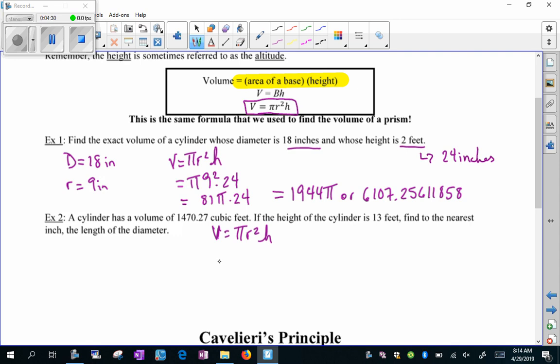All right, and now I'm given the volume, so I'm going to write down 1,070.24. That's going to equal pi r squared, and I'm given 13 feet for the height. And again, I'm looking for the diameter. So if I find the radius, then easy enough, I can find the diameter. So the first thing I'm going to do is divide both sides by 13 pi, because I'm looking for that r.